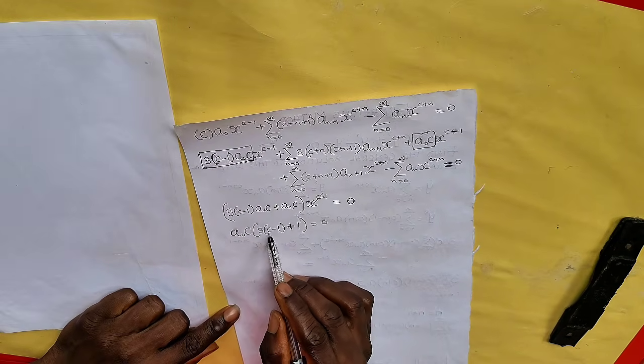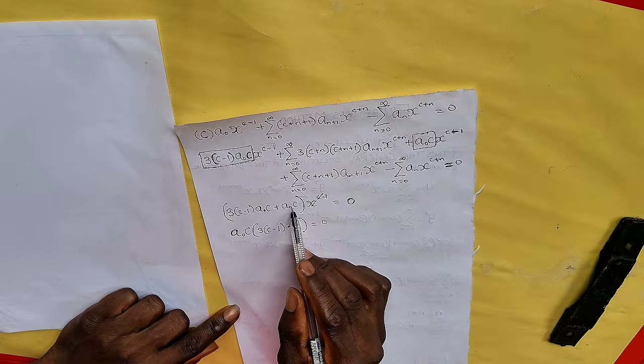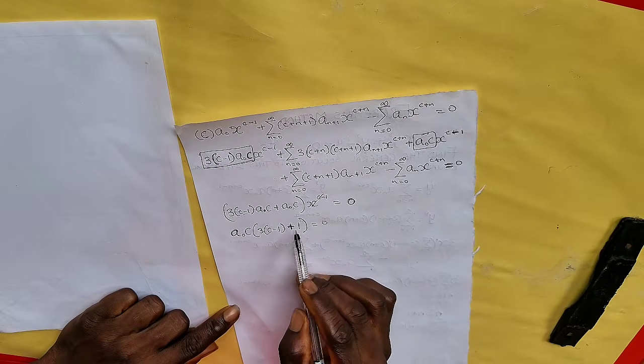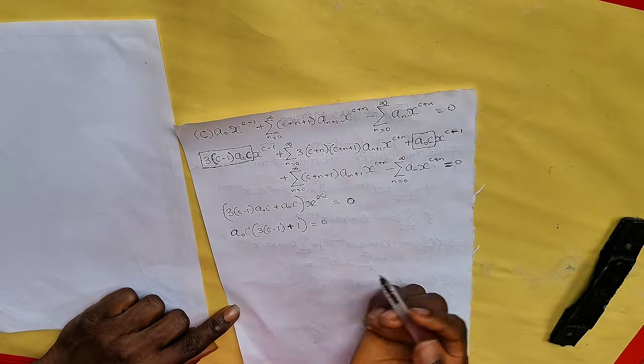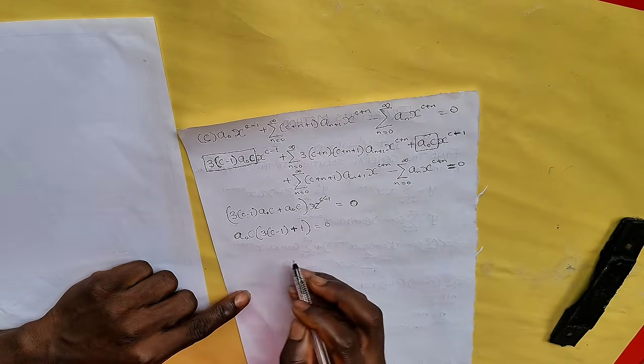Because I factorize this out. So this is it. If I factorize a naught c out here, I'm going to be left with 1, just like saying a naught c divided by a naught c gives us 1.